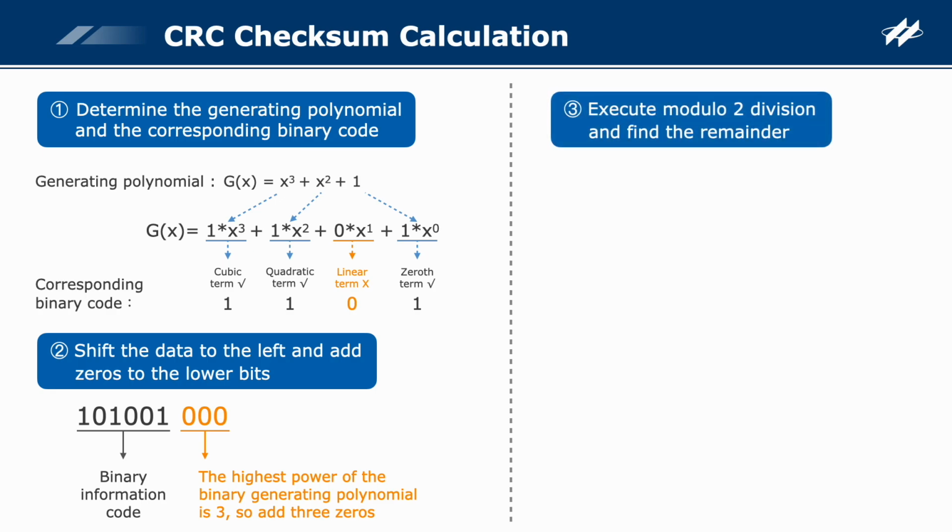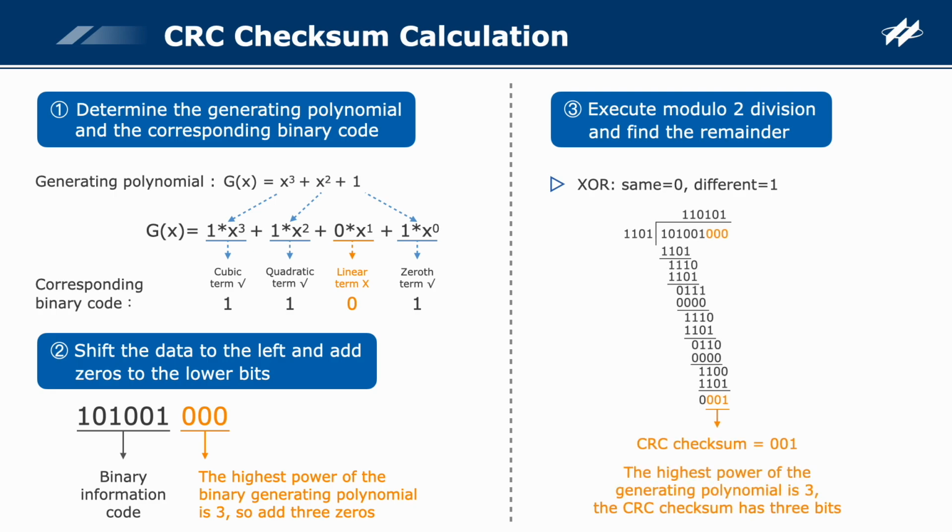The third step is to execute modulo 2 division and find the remainder. First of all, we need to understand the exclusive OR operation, which outputs 0 only when both inputs are the same and outputs 1 only when both inputs differ. For the shifted data, the generating polynomial is used for modulo 2 division, and the CRC checksum is obtained as 001.